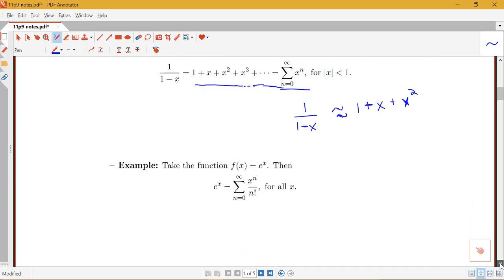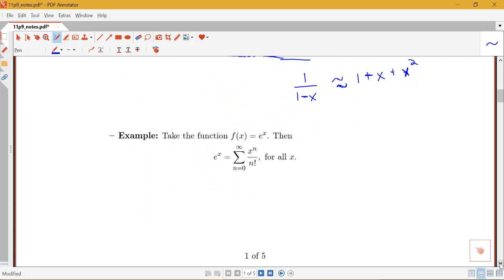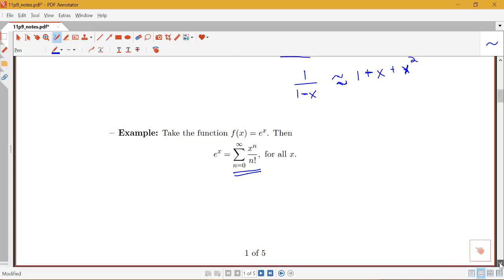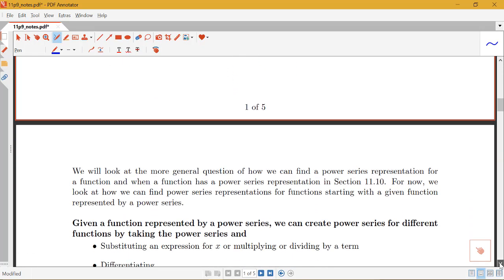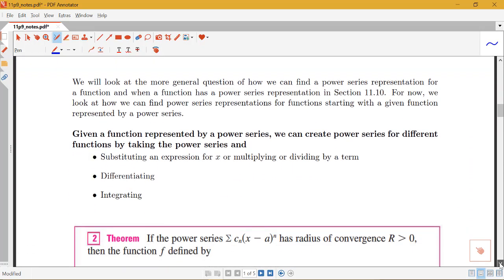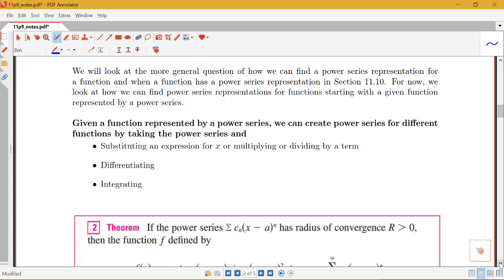Okay, and then we could also think about this from the perspective of our function e to the x. It turns out that e to the x can be represented as this power series. Okay, so just a different perspective that we're taking in this section. We're starting with a function and thinking about how I can write that function as some sort of infinite series. Okay, so this is actually a really big question.